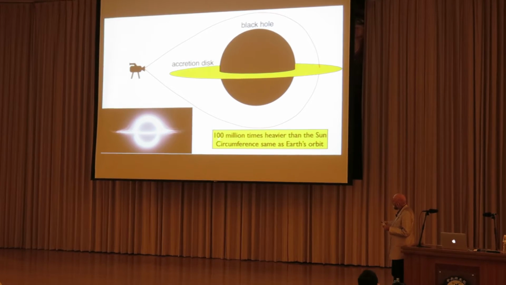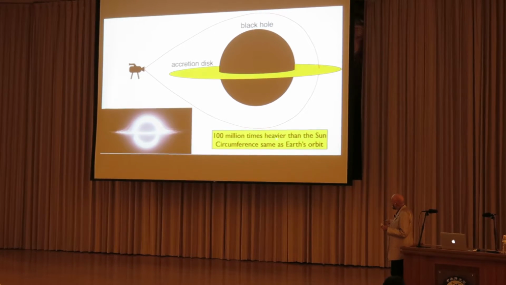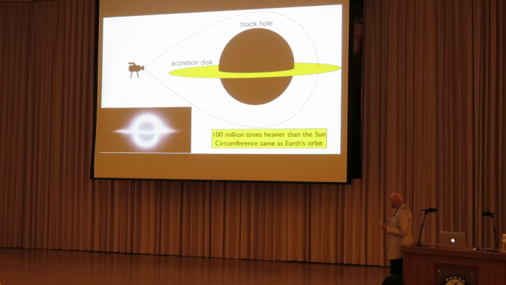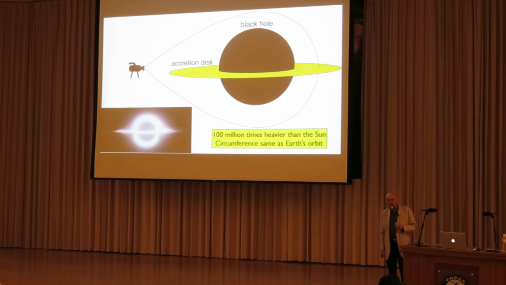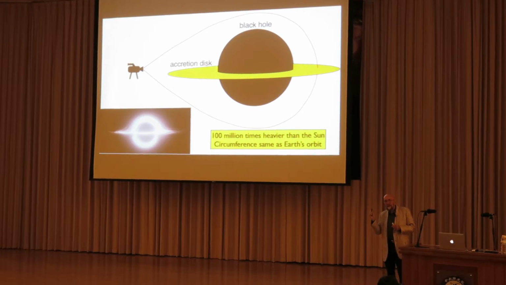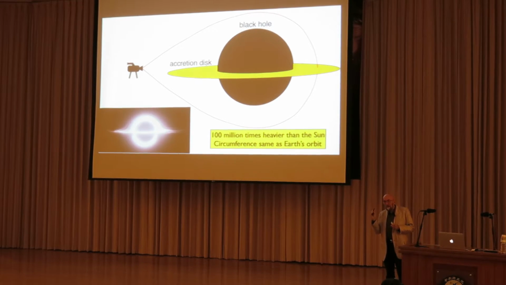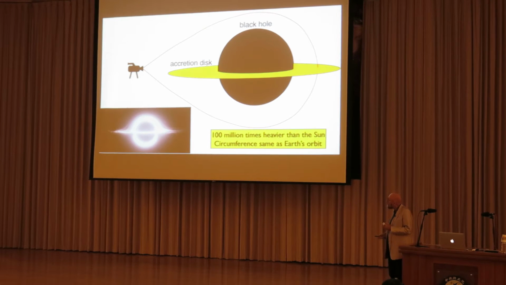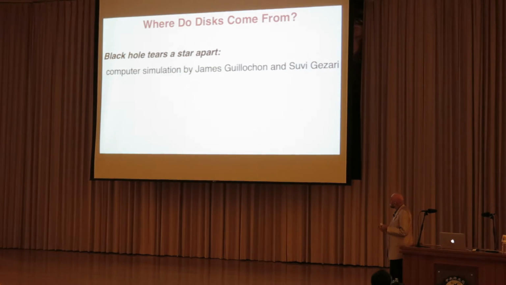From some things that I will talk about in a few minutes, we know, in fact, that this black hole is 100 million times heavier than the sun, and its circumference is the same as the Earth's orbit. So it's a giant black hole. A black hole of just this size exists in the center of the galaxy Andromeda, which is the nearest big galaxy to our home, just this same size. Now I will return to that.